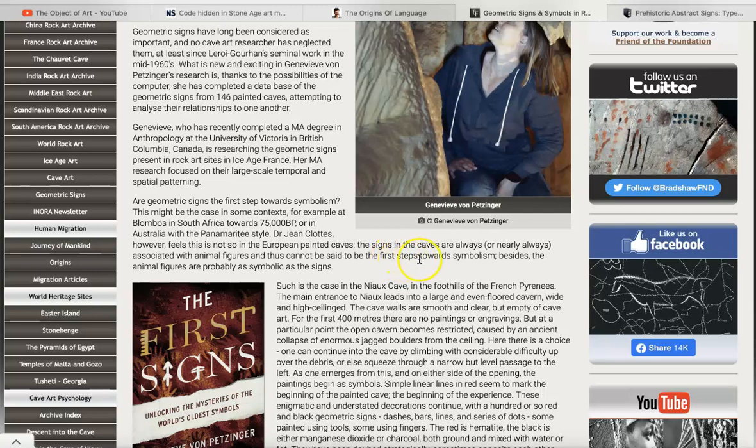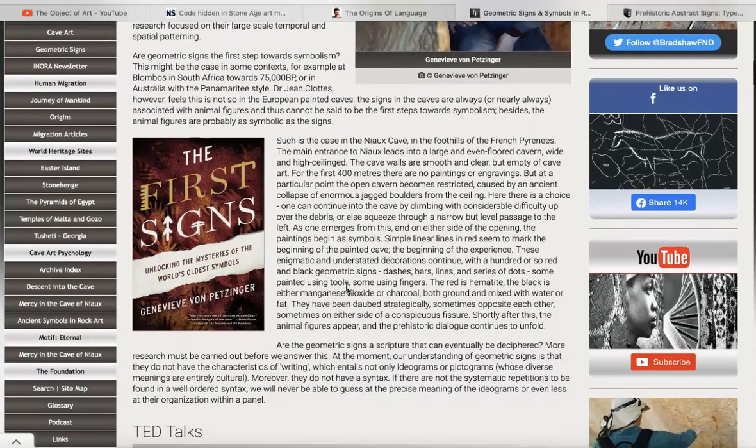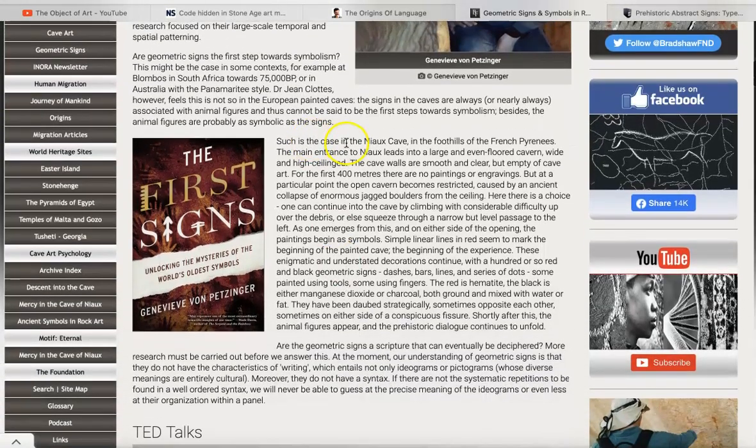Thus cannot be said to be the first steps towards symbolism. Why not? God damn it. Besides, the animal figures are probably as symbolic as the signs. Okay, cool. So you just need to work harder to figure out what it might possibly mean. Jesus. Such is the case in the Niaux cave in the foothills of the French Pyrenees.